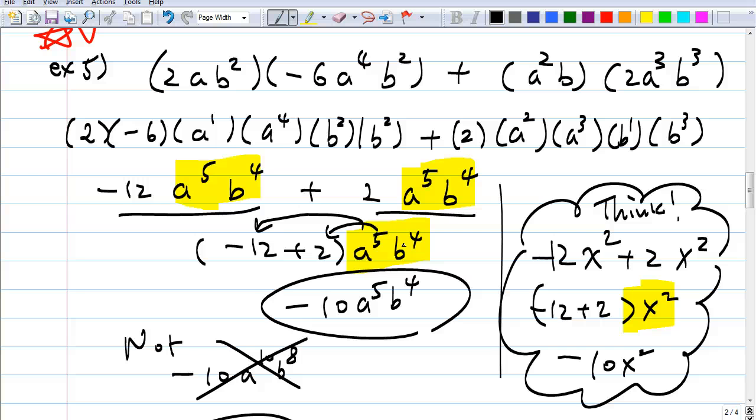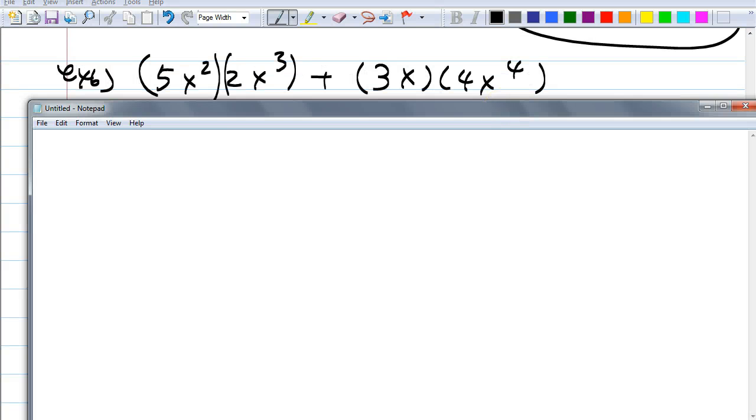If you got that, why don't we try example 6? It's actually simpler than this one, example 6. So go ahead, try example 6 on your own. Tell me what you get, okay? Okay, now that you have some time to work at it.